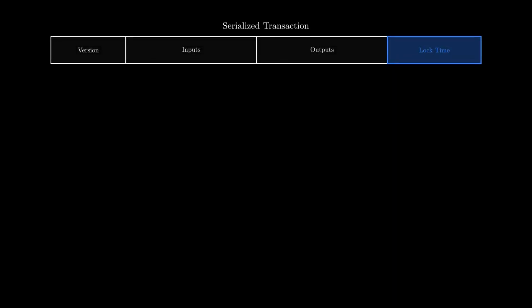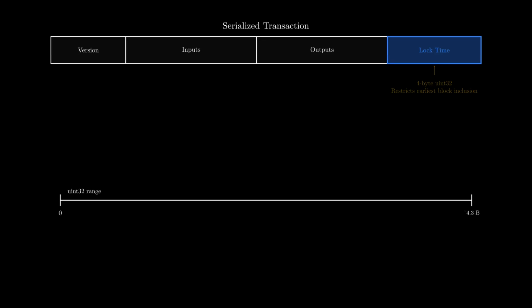Lock time is a 4-byte unsigned integer at the very end of every serialized transaction. It restricts the earliest point at which that transaction may appear in a block. The simplest case, a lock time of 0, means no restriction: include this transaction anytime. Most transactions use 0. But a non-zero lock time has a dual interpretation controlled by a single threshold, 500 million.